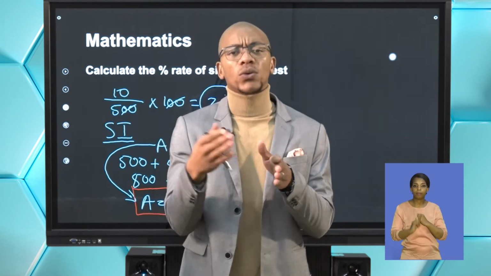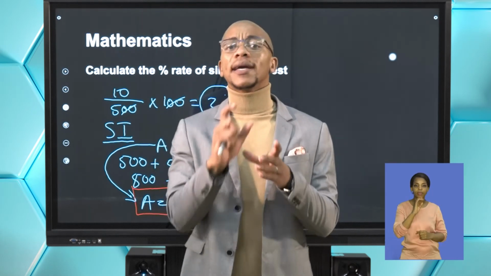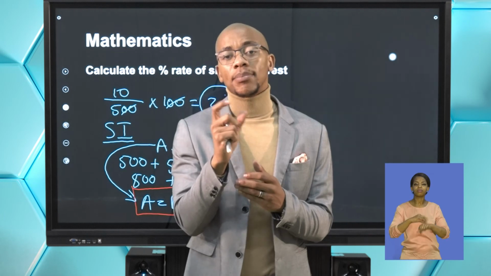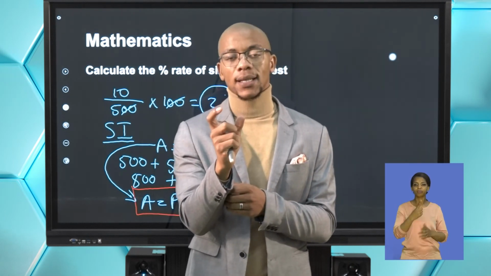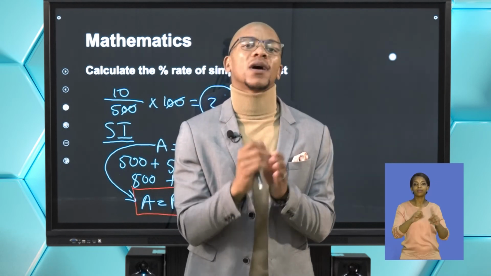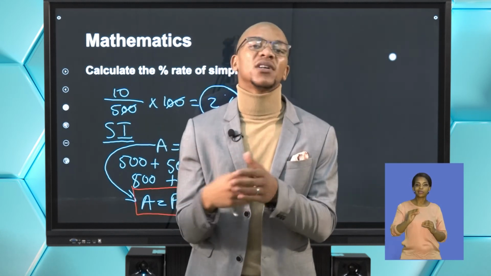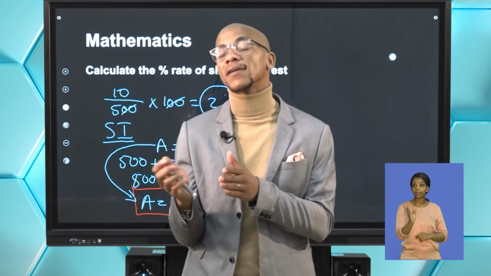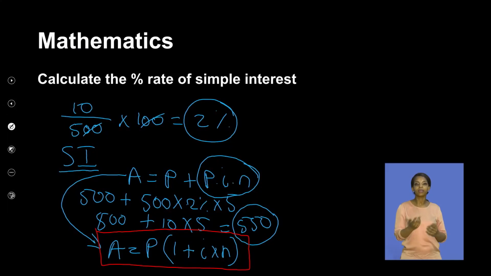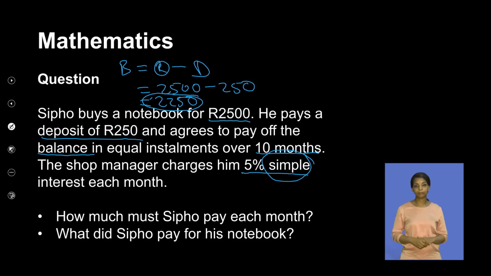There is a growth that will need to happen in that amount that the store owner says you still need to settle, and then you will be paying that over a certain period of time. Specifically here, we're talking about paying it off in 10 months. So let's quickly look at that question, right? The first question says, how much must Sipho pay each month?